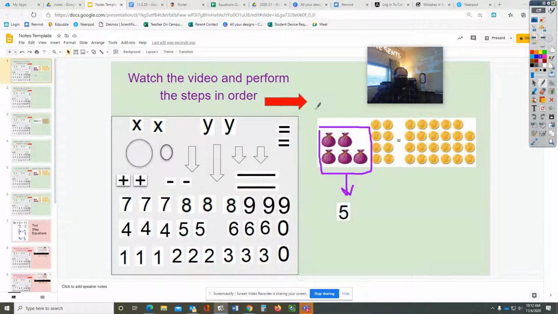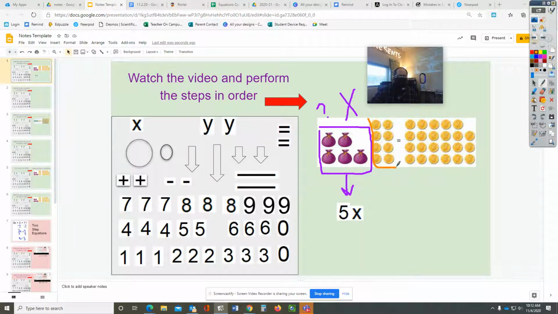Now, I don't know how many coins are inside each of these pouches because they're hidden. So what I want to do is turn that into the variable term x to represent the missing coins. So I'm going to click on my variable x up here and drag it over, and I'm going to write this as 5x. There's 5 pouches, 5x. These two things are the same.